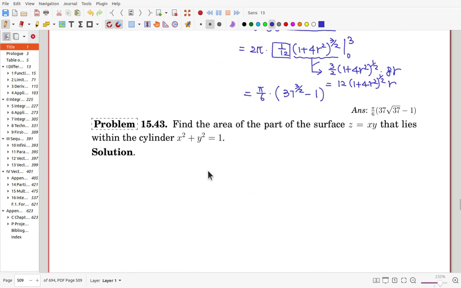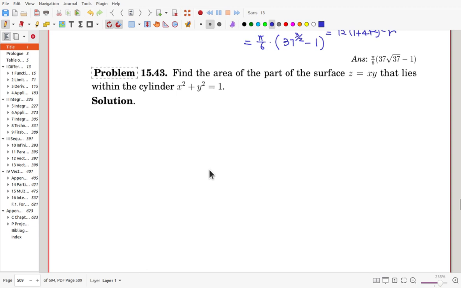Okay, let's move on. Find the area of the part of the surface z equals xy that lies within the cylinder x squared plus y squared equals 1. So from this, D is the inside of the cylinder, which means that x squared plus y squared is bounded by 1. That is the region, and over the region the surface is made, and we can use the formula immediately.